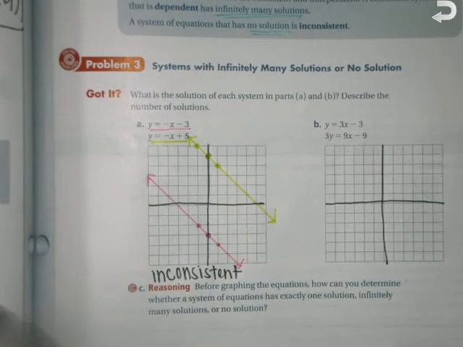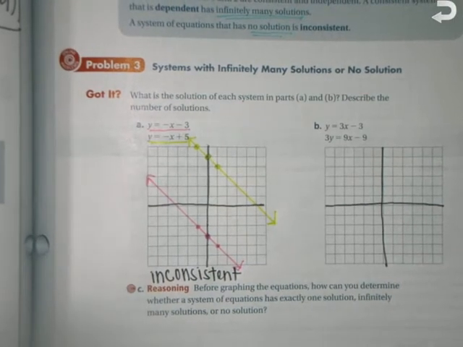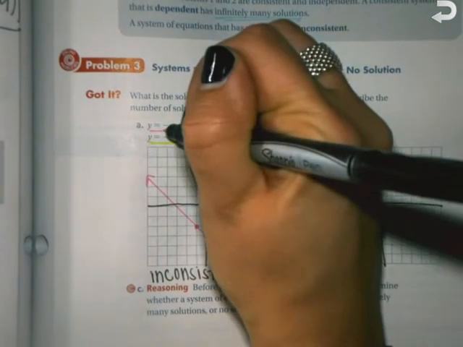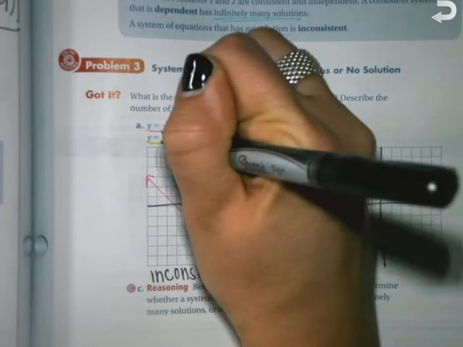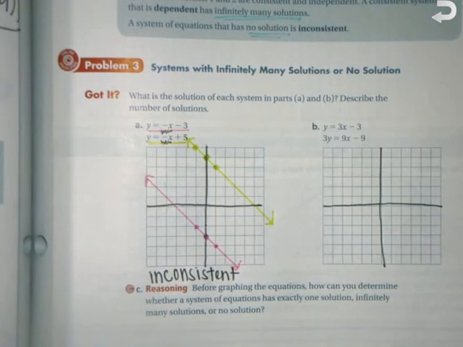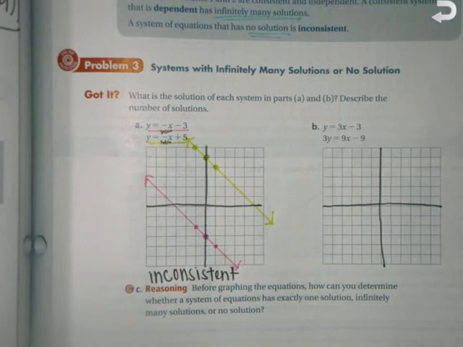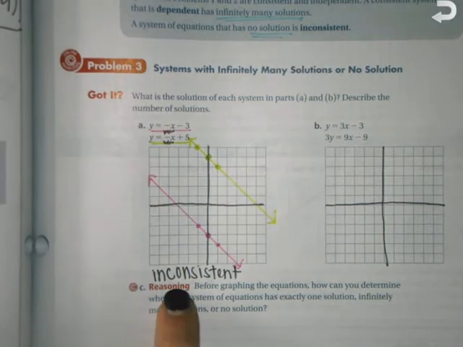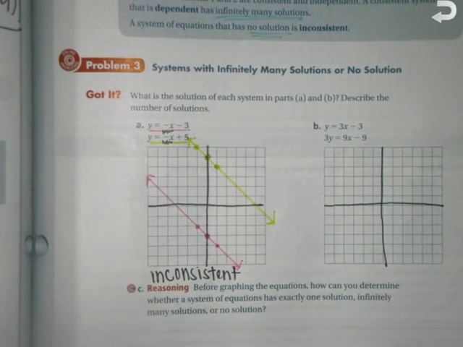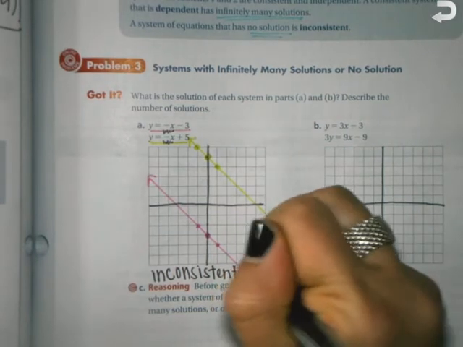Could we have figured that out without actually graphing? Yes. What do we know about parallel lines? Slopes are the same. So if my two lines have the same slope, they're parallel, which means they will never ever cross, which means it is inconsistent. The lines are parallel, so they never cross.